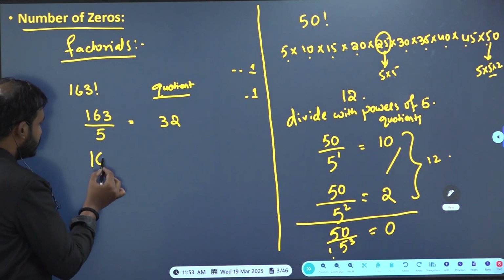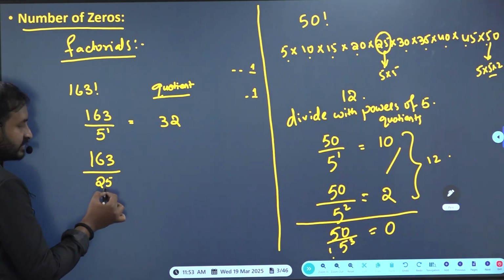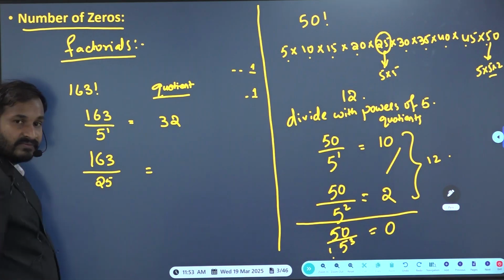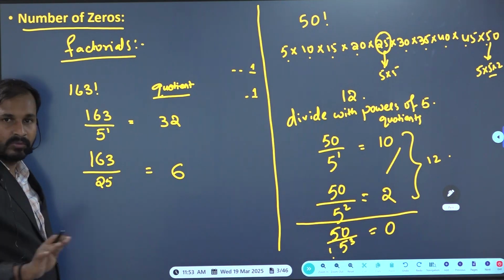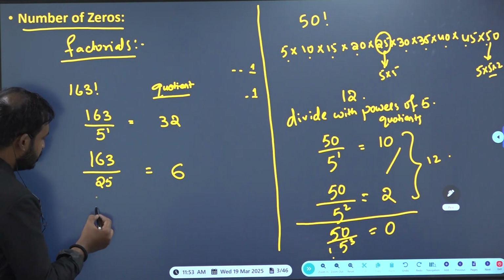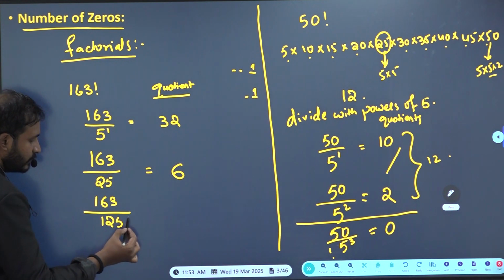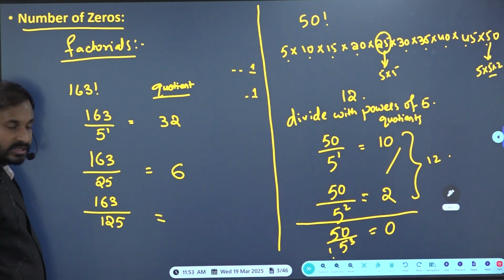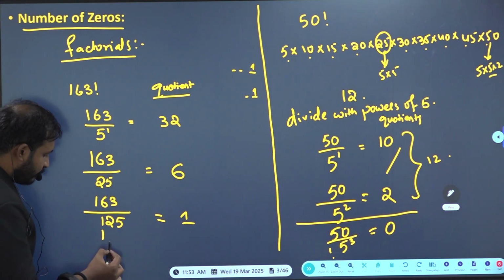Next, 163 by 5 square is what? 25. This is 5 square. So 163 by 25, what will I get here? 6. I will have 13 as a remainder. I will not bother about that. 25 sixes are 150. So 6. Next, 163 by the next power: 5 cube is what? 125. So 163 by 125, what is the quotient I will get? 1.